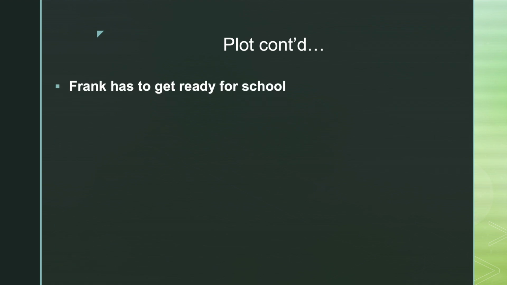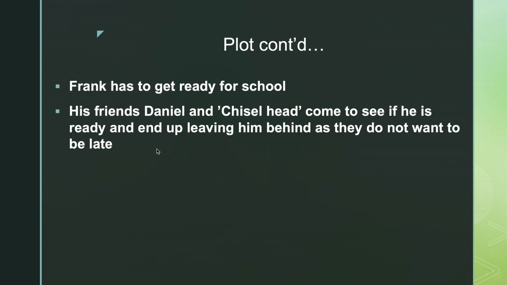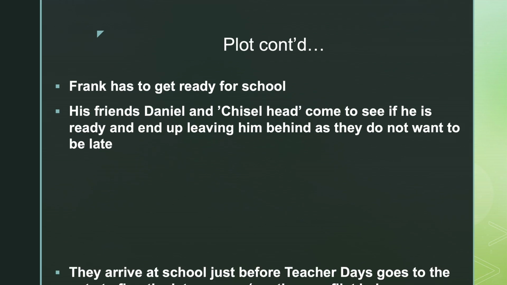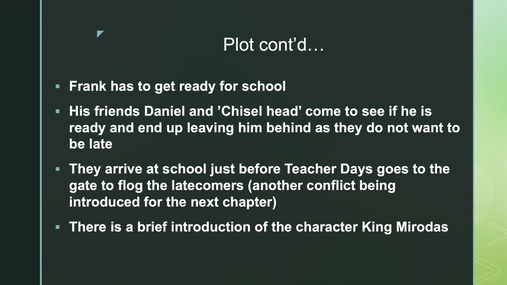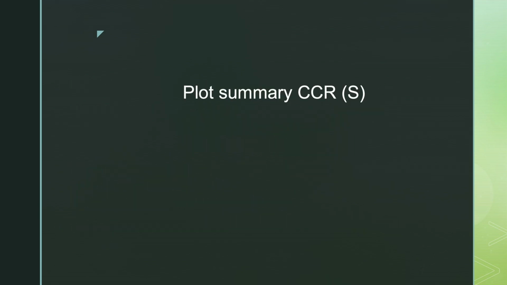There's more. Now Frank has to get ready for school. He is getting ready. His friends, Daniel and Chiselhead, which is of course an alias, came to see if he was ready, and they end up leaving him because they don't want to be late for school. The two boys arrive, and Frank is still at home. They arrive just before Teacher Days goes to the gate to flog the latecomers, and that is another conflict that we see being introduced, but that is going to be coming up in the next chapter. We also briefly see the character of King Myrodus.